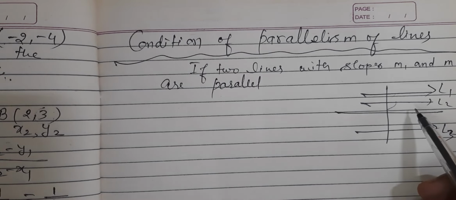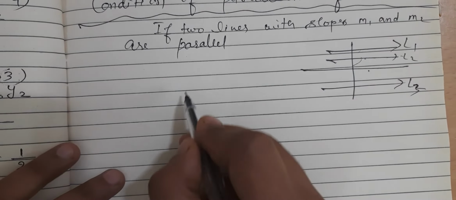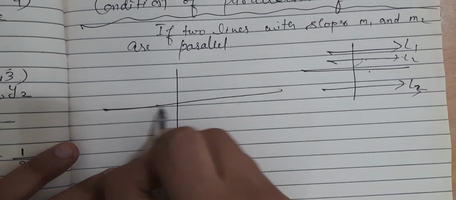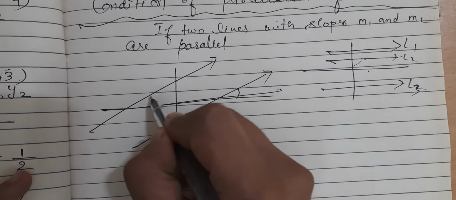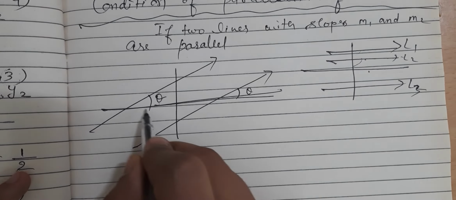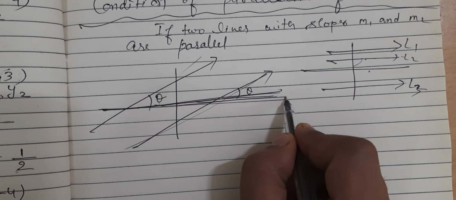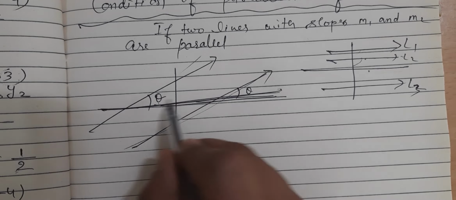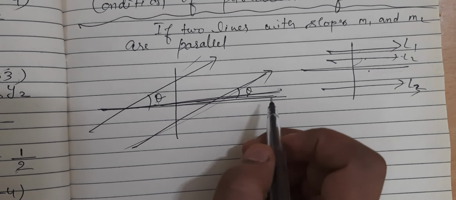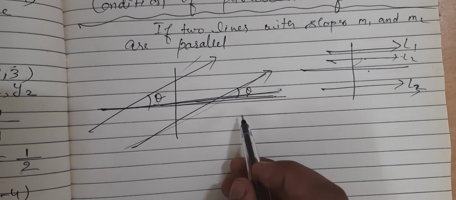Slope here is 0 because the line is parallel to the x-axis. But what if we have two lines that are parallel but not parallel to the x-axis? Here the x-axis is nothing but the transversal, so these two are corresponding angles. When two lines are parallel, their corresponding angles are equal. In the same way, when two lines are parallel, their slopes are equal.